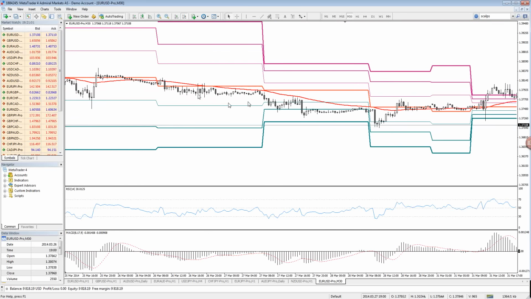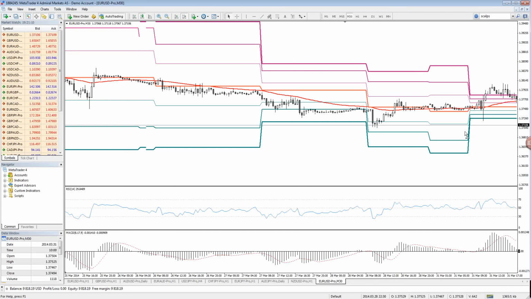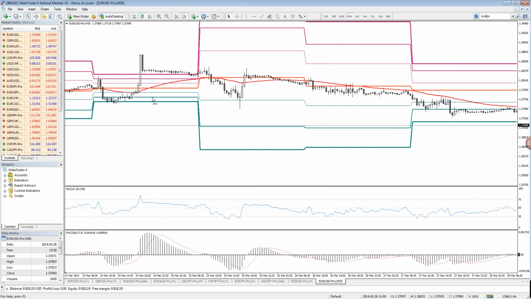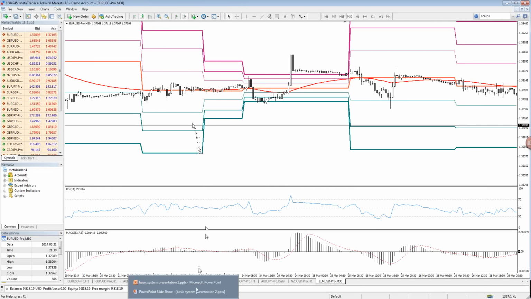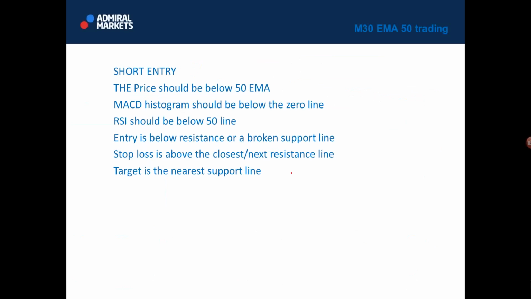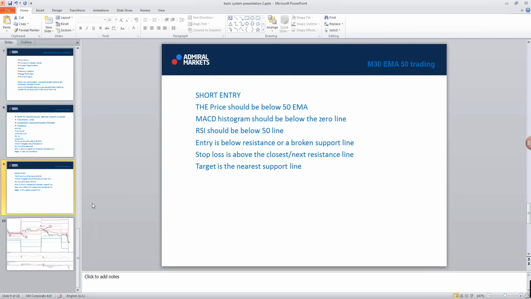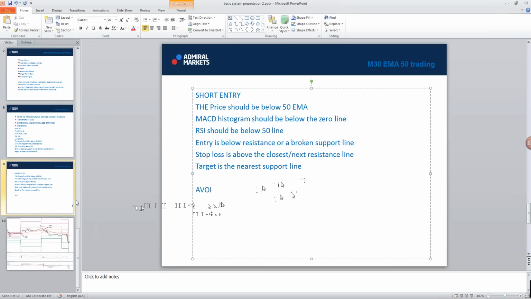So we also want to see an angle of the EMA. You can see here the EMA is going to the downside, and that is also a signal that the trend is short. So avoid trading this method if the EMA is going sideways like this. I will also state that here in the system presentation. I will write it down for your information: avoid trading when the EMA slope, or let's say EMA direction, is sideways. Okay, avoid trading, guys.